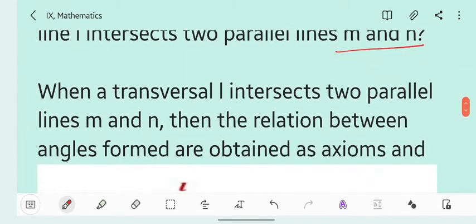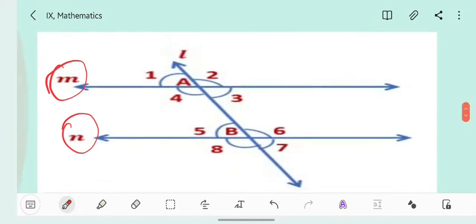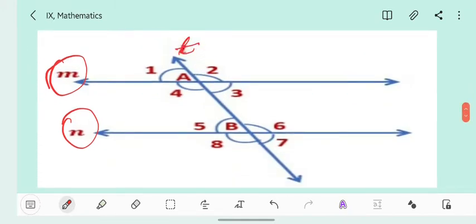In that case, we basically try to get into the proofs and theorems as well as the axioms. When the two lines M and N are parallel to each other and intersected by a transversal T or L, we get four angles at two distinct points, point A here and point B here: 1, 2, 3, 4. And at point B, we have angles 5, 6, 7, and 8 respectively.